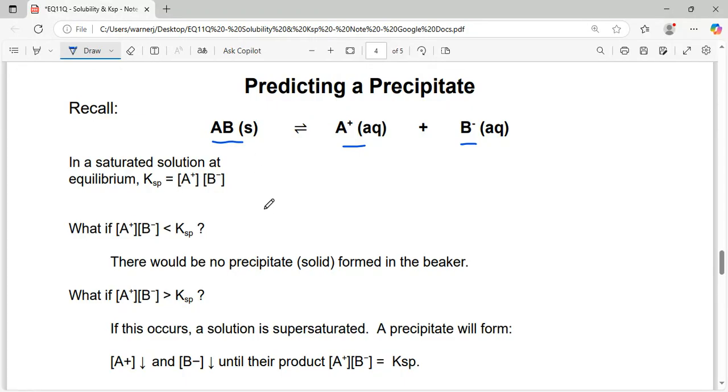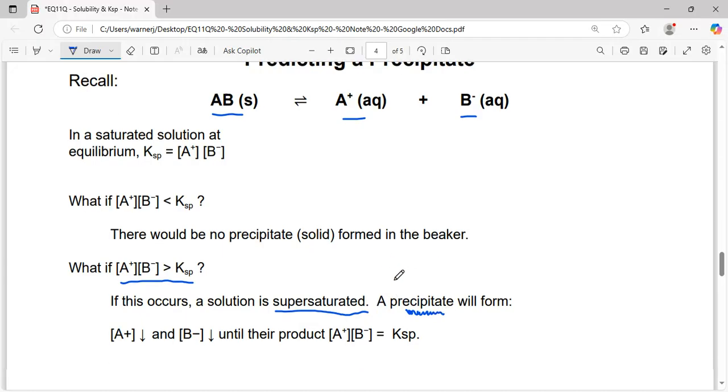Now, if the solution were to be unsaturated, that's a scenario where no precipitate would form. And that happens when the product of those two concentrations is less than the KSP. So by doing a comparison to KSP, we can predict whether precipitate will occur, because if the concentration of A plus ion times B minus ion is greater than KSP, like we see here, we get a supersaturated solution. And it's a supersaturated solution where we end up getting our precipitate. So that's where we're going to see some solid form.